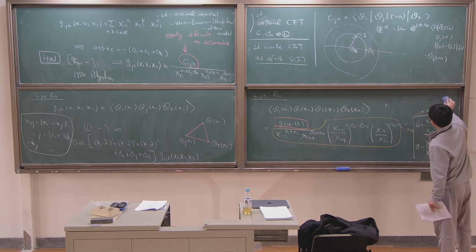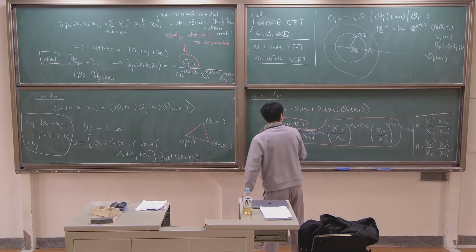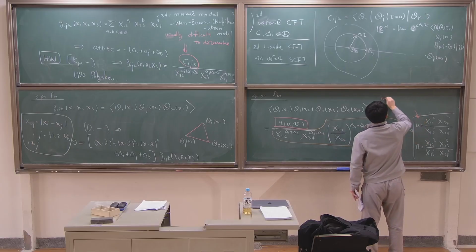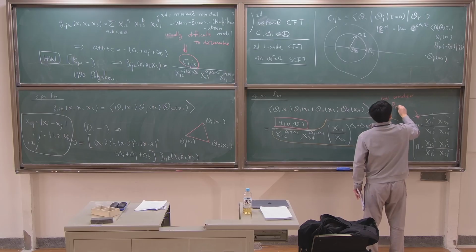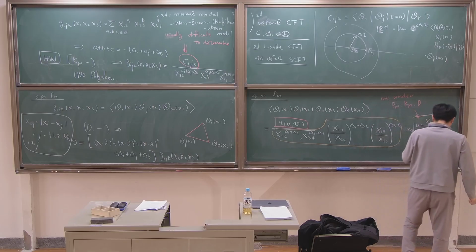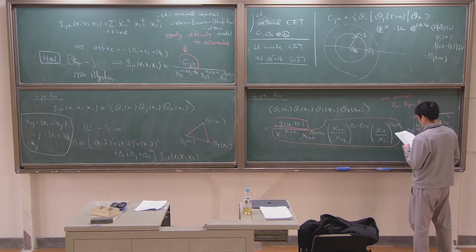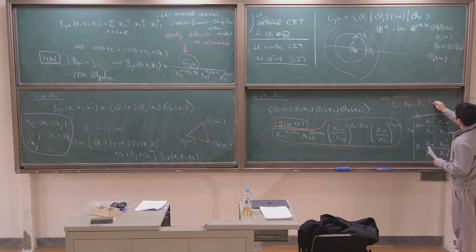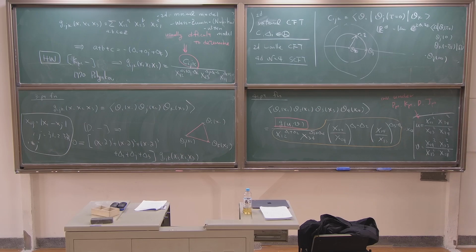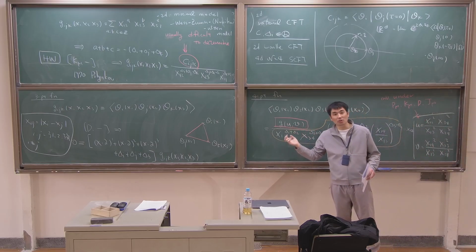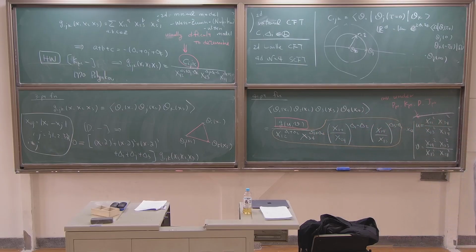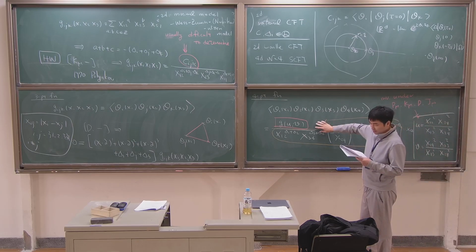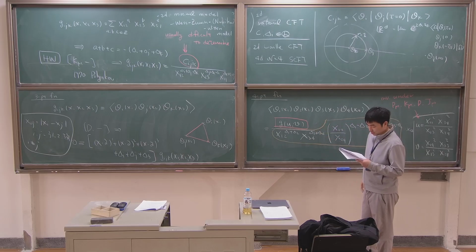These quantities are invariant under P, K, and D. So the cross ratio is independent under everything, and one can add any function G of U and V here. So there is no way to determine this G of U and V from the symmetry alone.